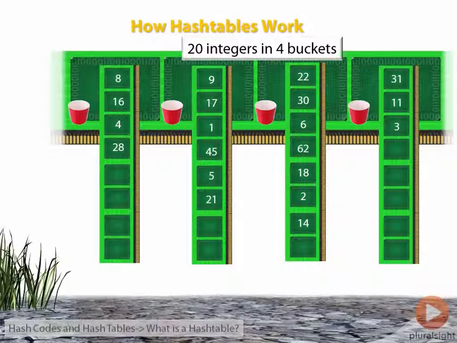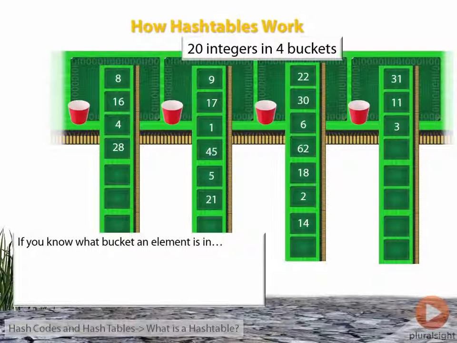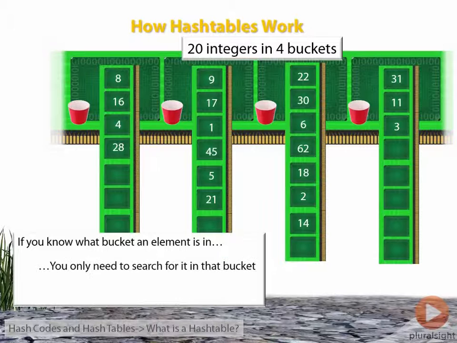The idea is, when you're looking for an element in the hash table, if you can quickly tell which bucket an element is going to be in, then you only need to search through the elements in that bucket to look for the element in the collection. So finding it is a lot quicker than if you had to search through the entire collection. Searching through 5 elements is obviously a lot quicker than searching through 20 elements.